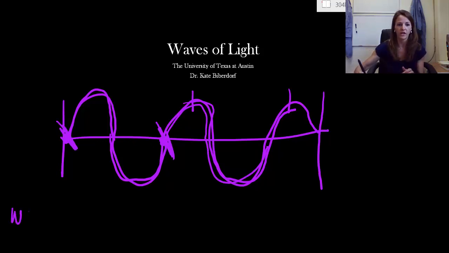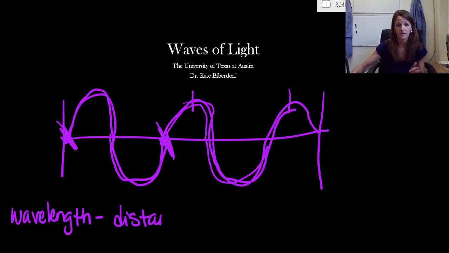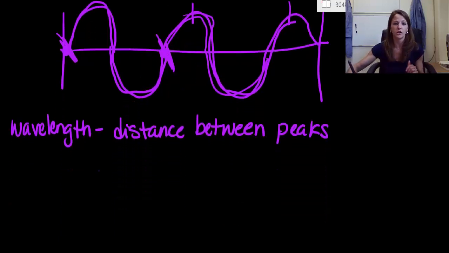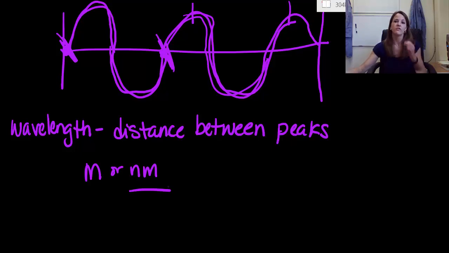So a wavelength is simply a measure of the distance between peaks. Okay, usually we use the unit meter or nanometer. Nanometer is one I want you to get very comfortable with because that's our visible region. But the big thing we need to understand is that it's represented by this lambda. Okay, so it looks like that.